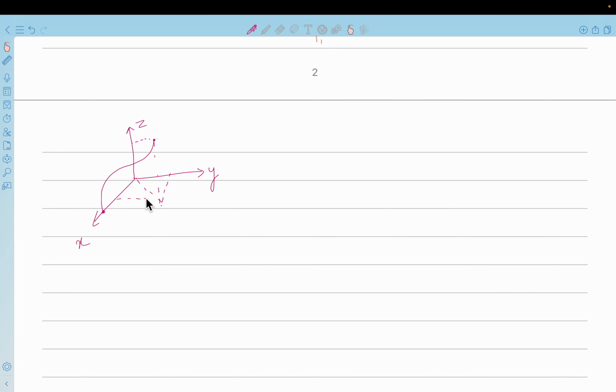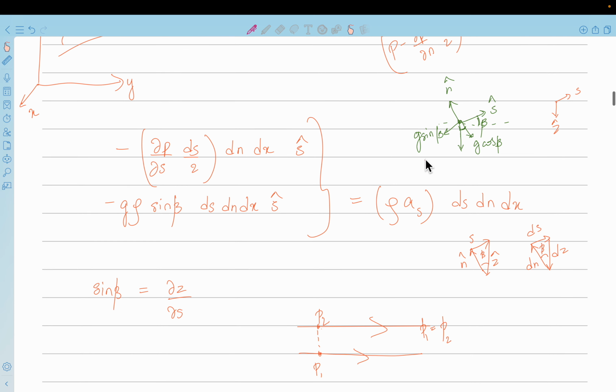So what I want you to imagine is that at this point your s cap is somewhat in this direction, n cap is in this direction, and there is a z cap also over here, right? So I can always write my n cap and s cap, I can have a coordinate transformation in the x, y and z coordinate system. So what we did was we resolved the z coordinate in terms of n cap and s cap. You can do the same with x also, y also and z also.